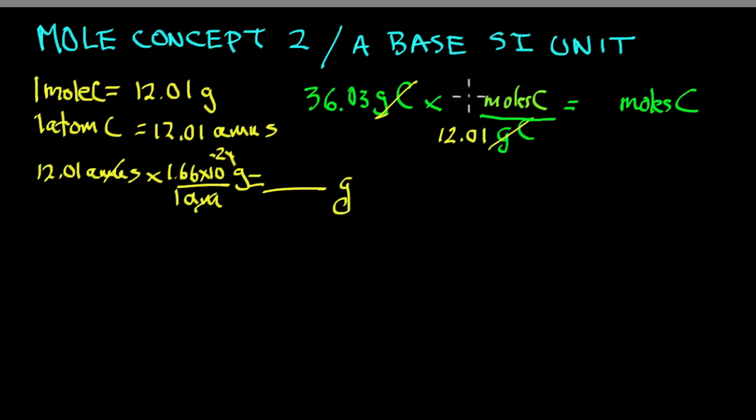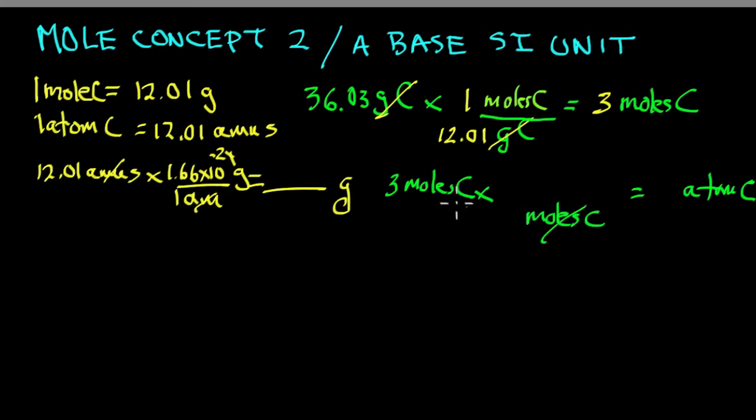12.01 grams is the weight of 1 mole. So you see, I made it come out very nicely as 3 moles. If we want to know how many atoms that 3 moles is, we could continue right on, but I'm out of room, so I'm going to say 3 moles of carbon. And we want to know how many atoms of carbon that is. Good old dimensional analysis. Put what we want to get rid of in the denominator, moles of carbon, it's gone. Put what we want in the numerator, atoms of carbon.